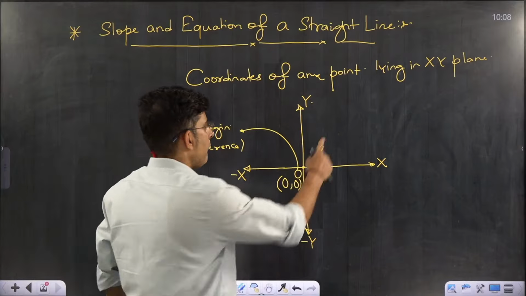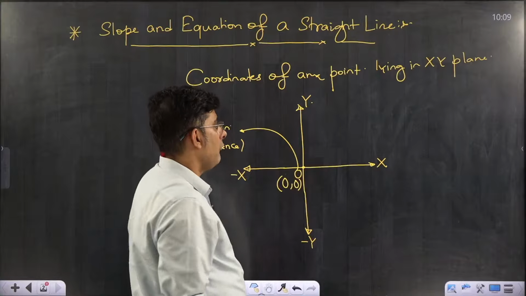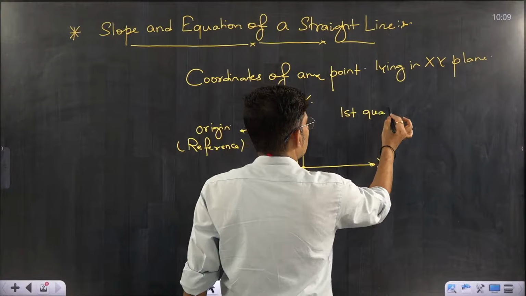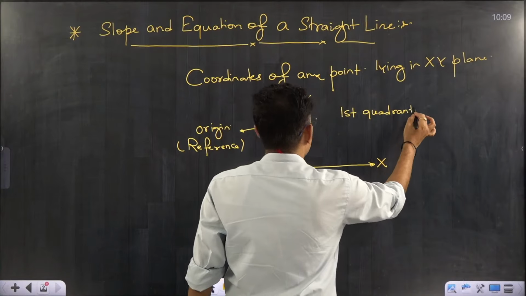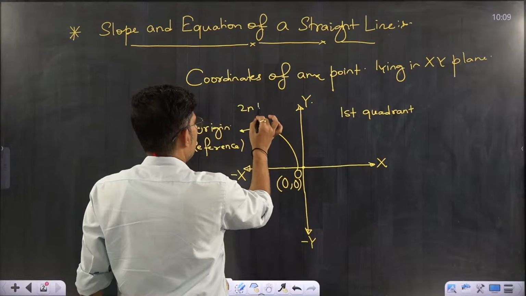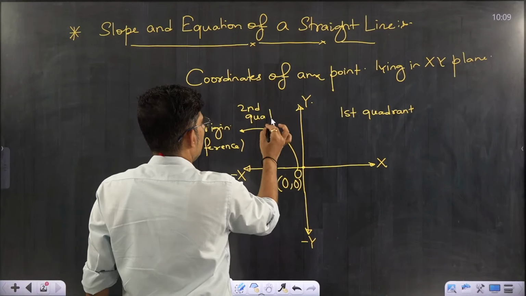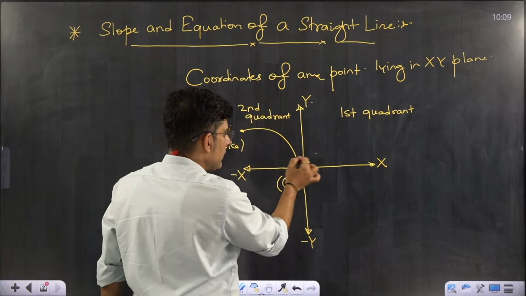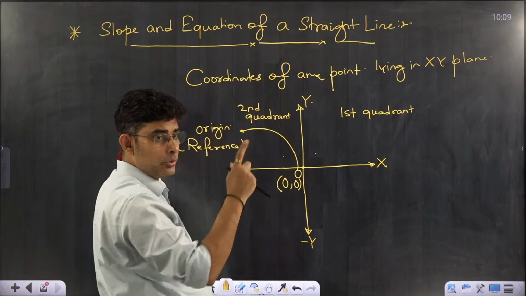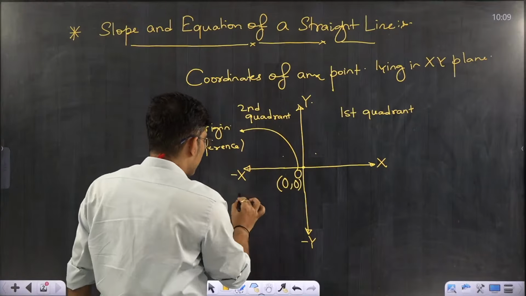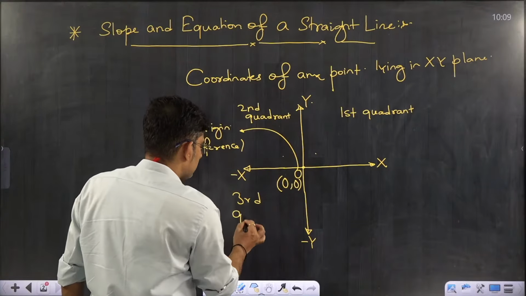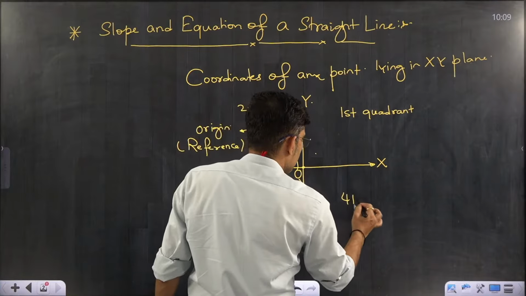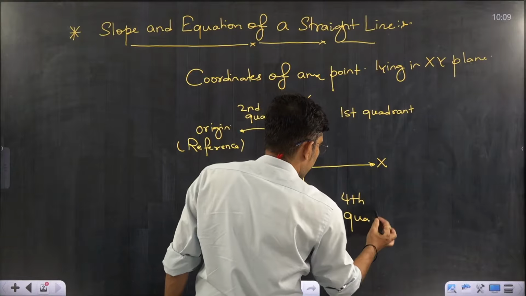Now we have 4 quadrants over here, you can see. When we talk about these 4 quadrants, this is called the first quadrant. This becomes the second quadrant. It is called a quadrant because this total angle of 360 degrees is divided equally into 4 parts, 90 degrees each. So each one is a quadrant. First quadrant, second quadrant, third quadrant, and this is our fourth quadrant.